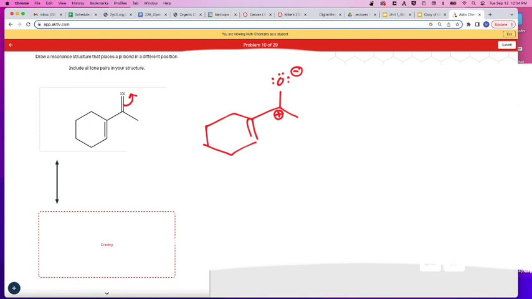So instead of looking at the lone pair, let's look at the other pi bond. If we move the other pi bond, we're now moving it to this space. There's our new pi bond. And then our carbon down here would be positively charged.